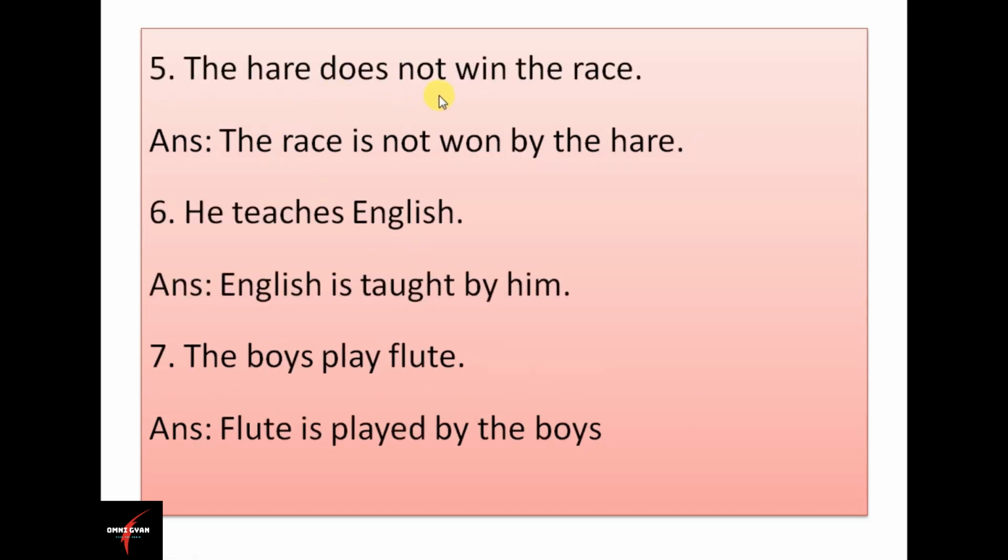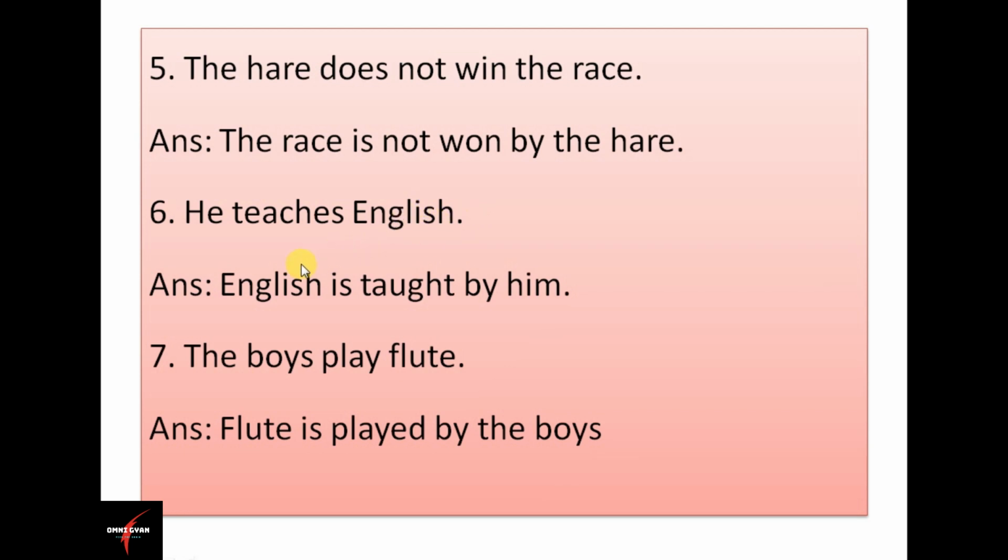The hare does not win the race. So the race is the object, singular. So we put is. We have not, so we put not the way it is. Win becomes won, and then by, the hare is the subject. The race is not won by the hare. Hare means rabbit.